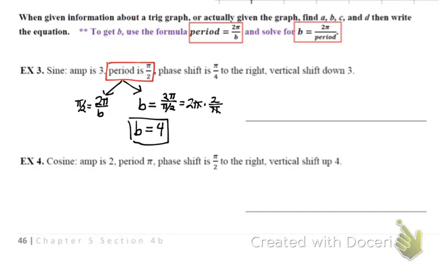Now I have all my values. My amplitude is 3, so we're going to have y equals 3 times sine. My b value is 4, so we put 4 next. Then we have x minus or plus, depending on which way we're going. We are going right, so that's going to be minus pi over 4, which is what they gave me. And then it said it went down 3, so we're going to subtract 3.